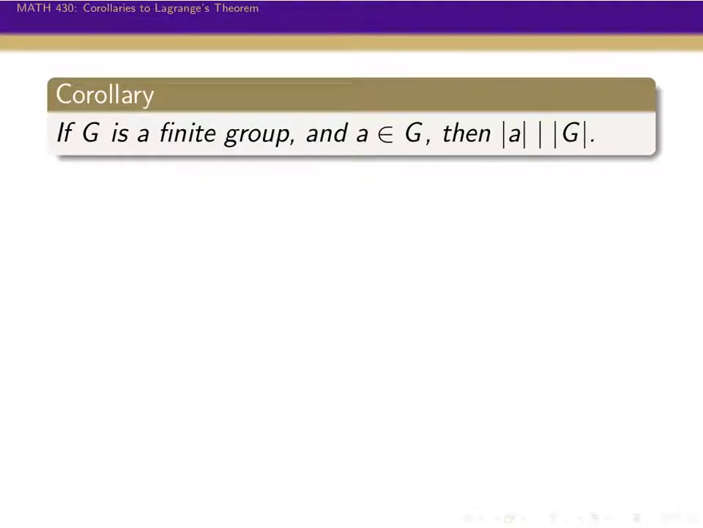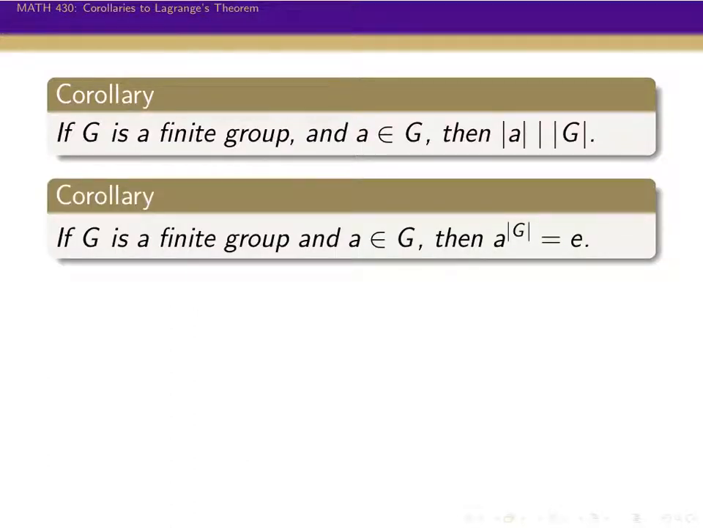Okay, so let's start proving some immediate results from this. So first of all, if G is a finite group and A is an element of G, then the order of A has to divide the order of G. And this comes from the fact that the order of A is equal to the order of the cyclic group generated by A, and this is a subgroup inside of G. And so by Lagrange's theorem, this divides the order of G. And so it's as simple as that. The order of any element of the group has to divide the order of the group.